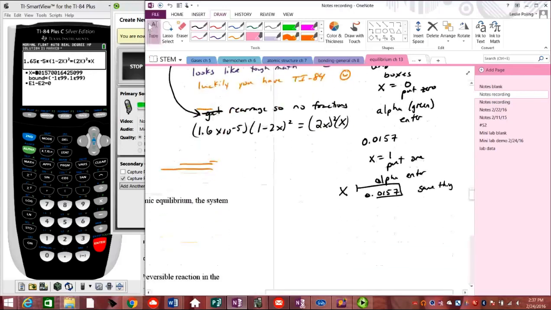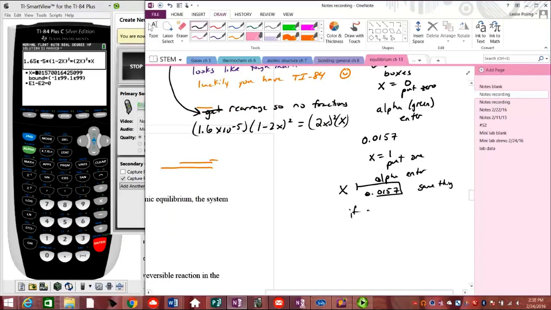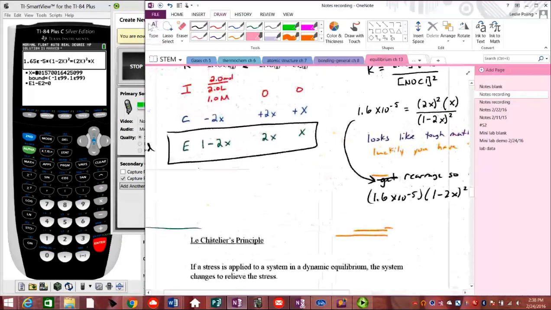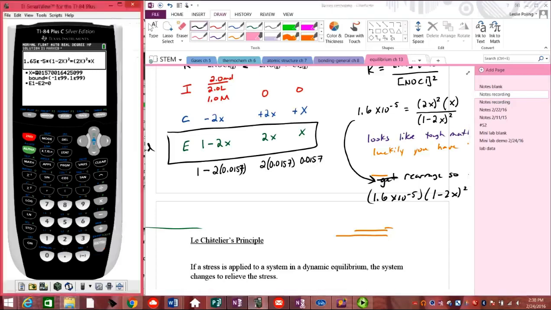Okay, now, if you get two different answers, you use the smallest positive one. Okay, so we come back up here now, and 1 minus 2 times 0.0157, 2 times 0.0157, and 0.0157 are our concentrations. So you've got to do second quit to get back to the main screen.